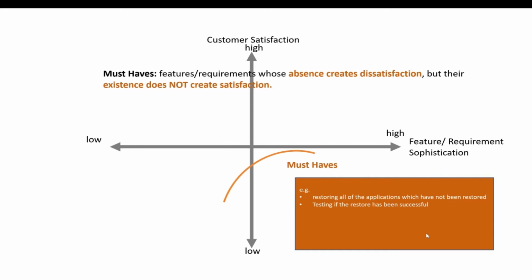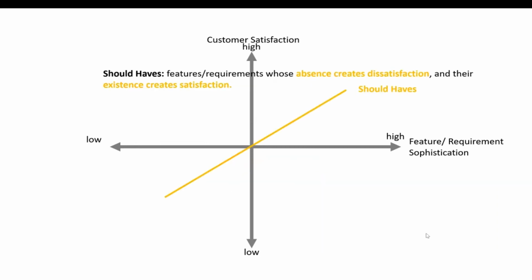So after we interviewed our customers, we realized that there are two must-have requirements: restoring all of the applications which have not been restored, and testing if the restore has been successful. So those two things were things that our customer actually thought of as must-haves, that they had to exist. If they didn't, they would be angry. If they did exist, it didn't make them any happier.